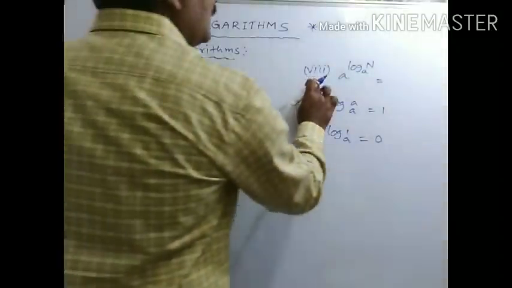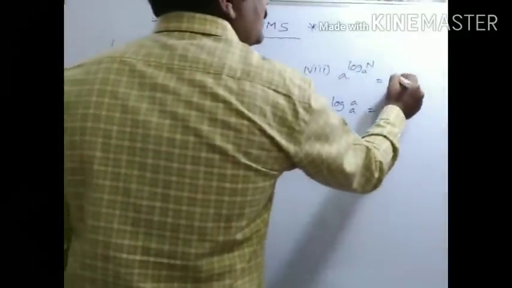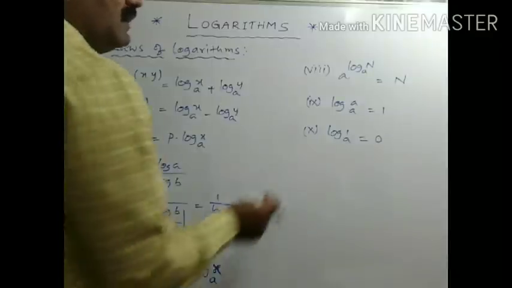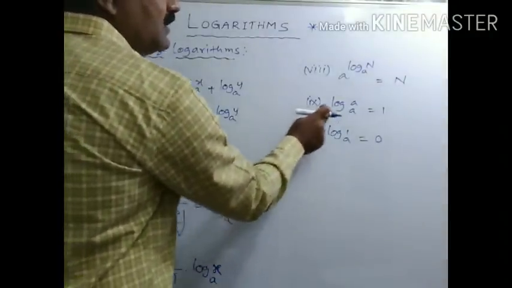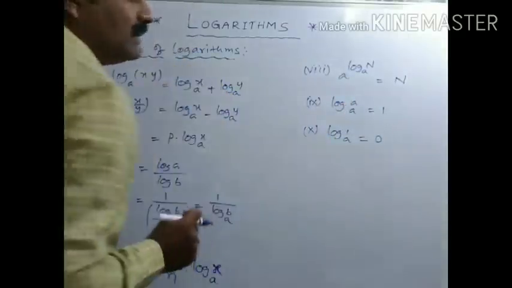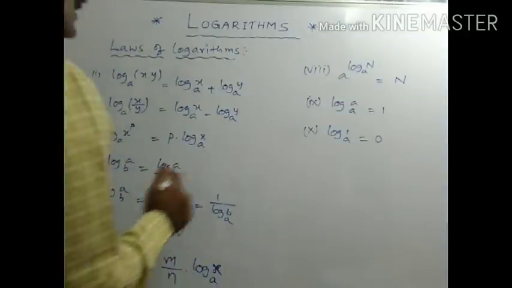And this is the eighth one, that is a to the power of log n to the base a, which is equal to n. And you all know about the 9th and 10th: log a to the base a, I mean number and base are the same, then the answer is 1, and log 1 to any base is equal to 0.